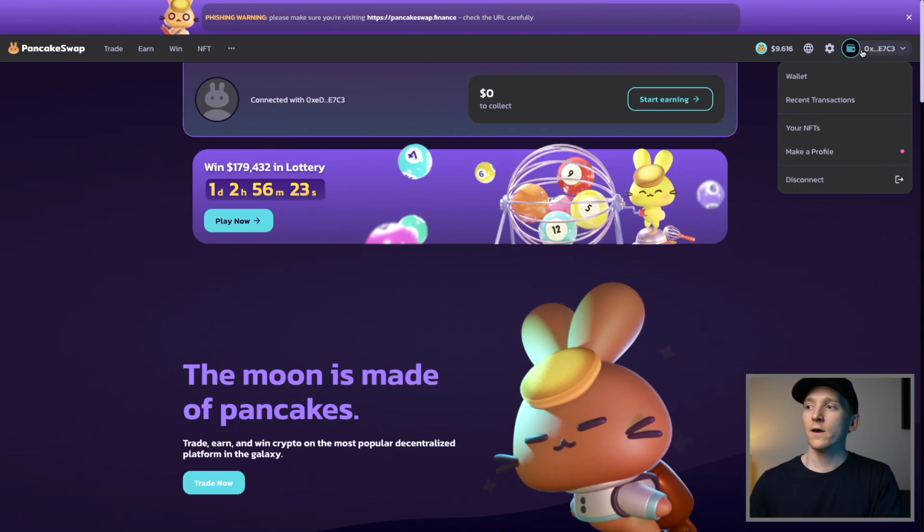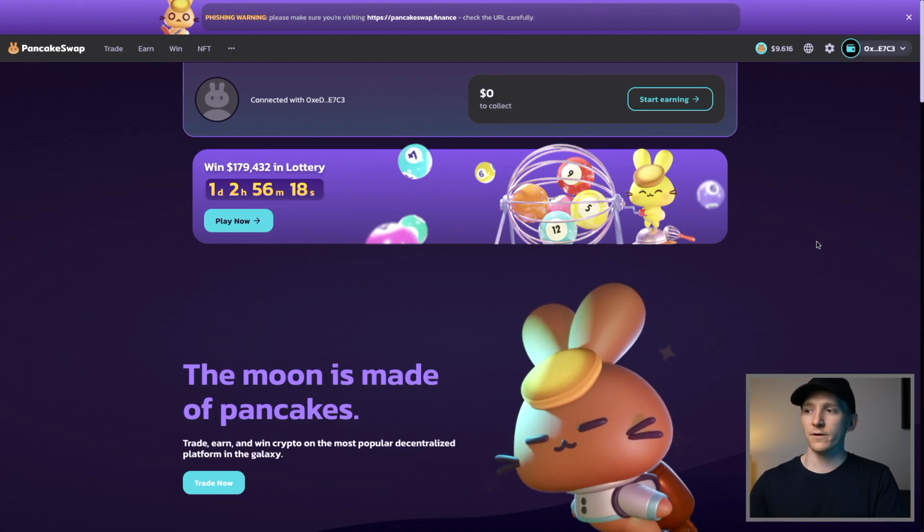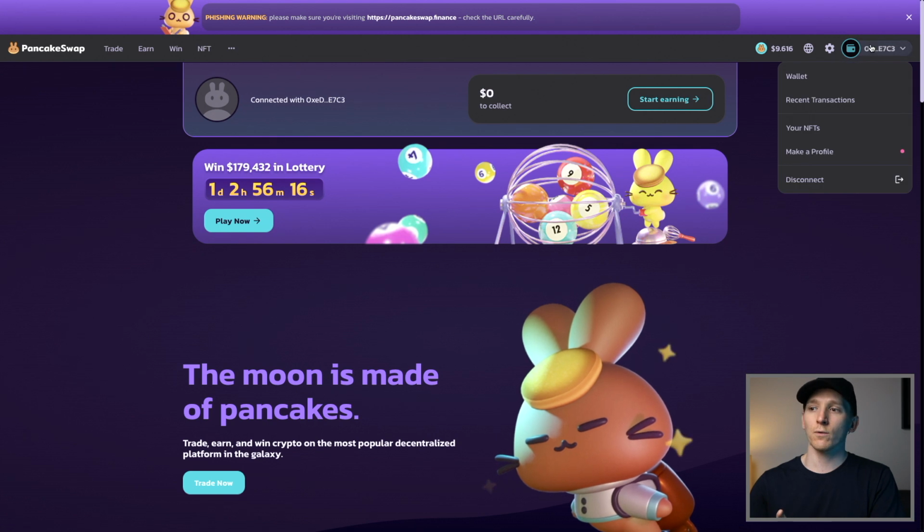Now I'll show you exactly how to add liquidity onto the DEX to earn some fees. So come and link up your MetaMask. Like I said, I've got a step-by-step guide, like a beginner's guide for PancakeSwap. I'll leave that in the description. And obviously you need some tokens in your MetaMask as well.